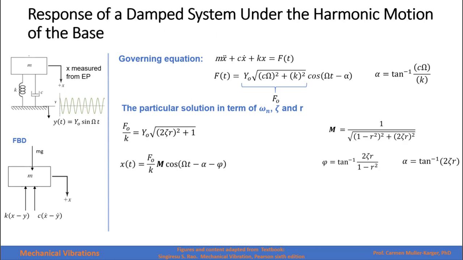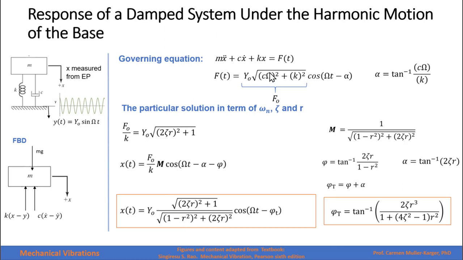If I substitute the value for the magnification factor and for F sub 0, which is this term over here, we get this expression right here. We have already studied this coefficient. And when we add those two angles, we get this expression in terms of the damping ratio and the frequency ratio.